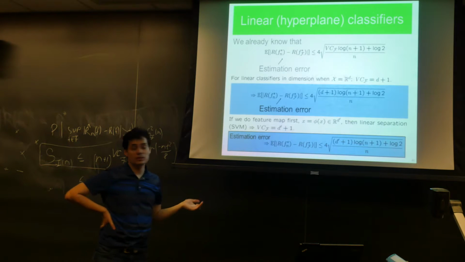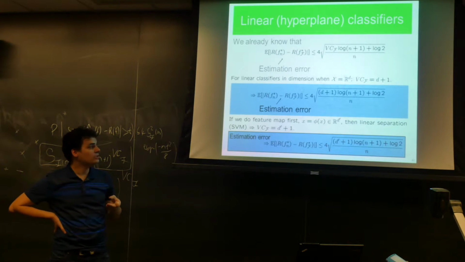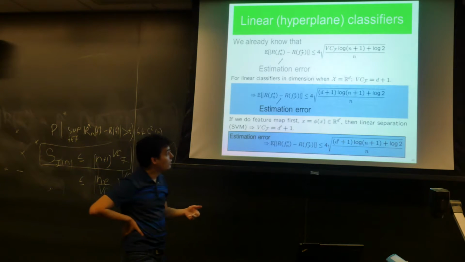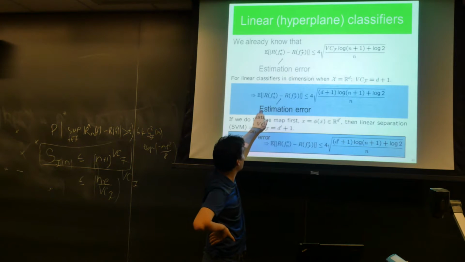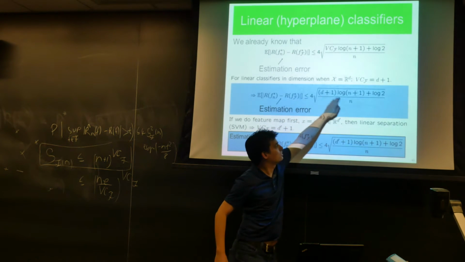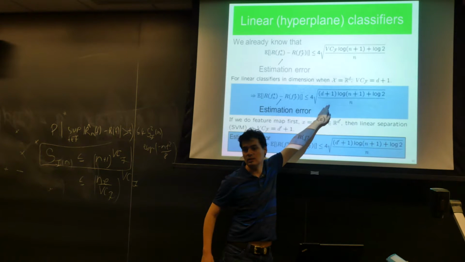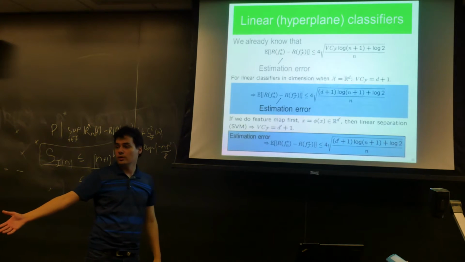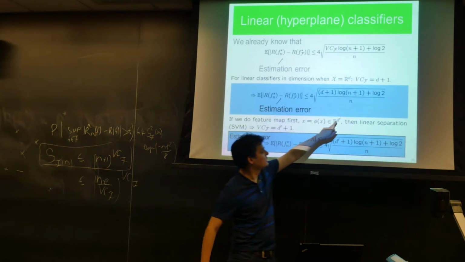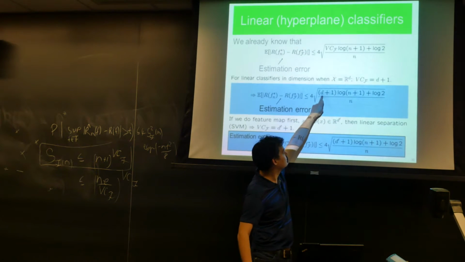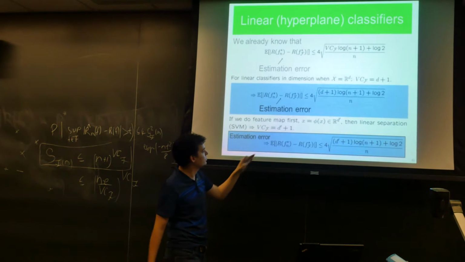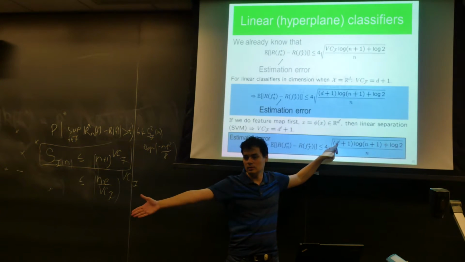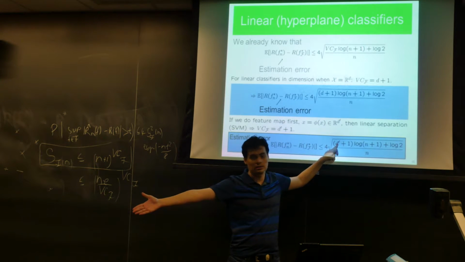And in some special cases, we know the VC dimension. For example, we discussed if you are in a d-dimensional space and you have linear classifiers, then the VC dimension is just d plus 1. We can plug the d plus 1 in for the VC dimension here, and then the estimation error can be upper bounded this way in d-dimensional spaces. If you do a feature map first to, I don't know, a d prime dimensional space, then of course you just need to replace this d with d prime. So after feature transformation, you will have this bound on the estimation error. So d prime is the dimension of your feature space.